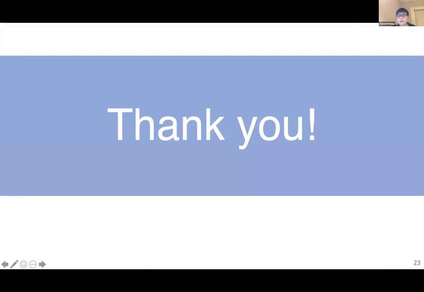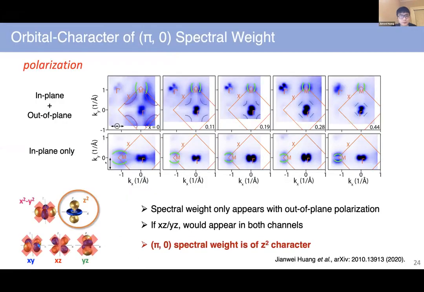So that's all. Thank you. I didn't put the band structure evolutions here, but I have it in the supplement if you want to look.